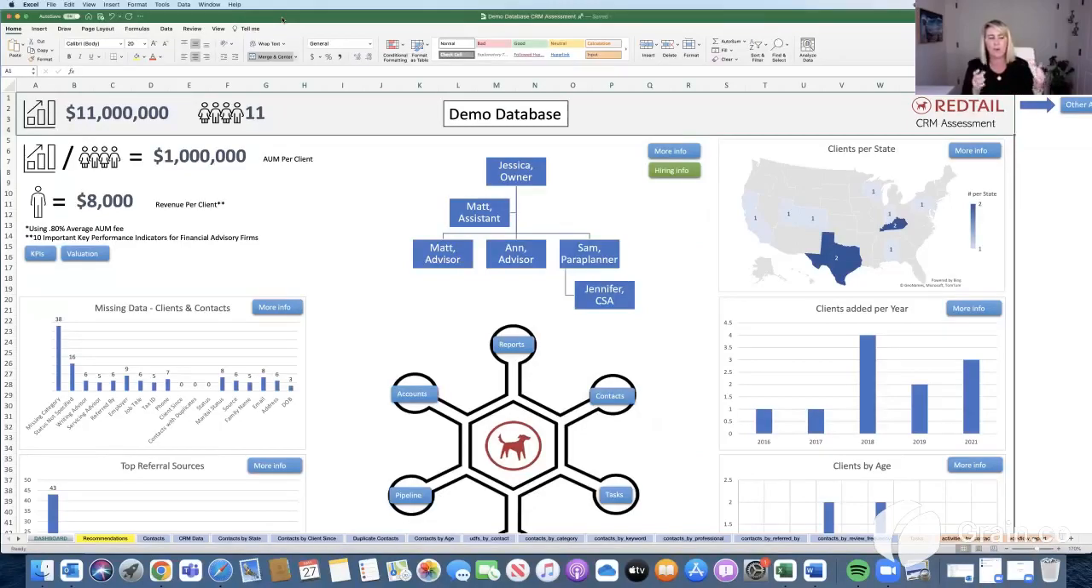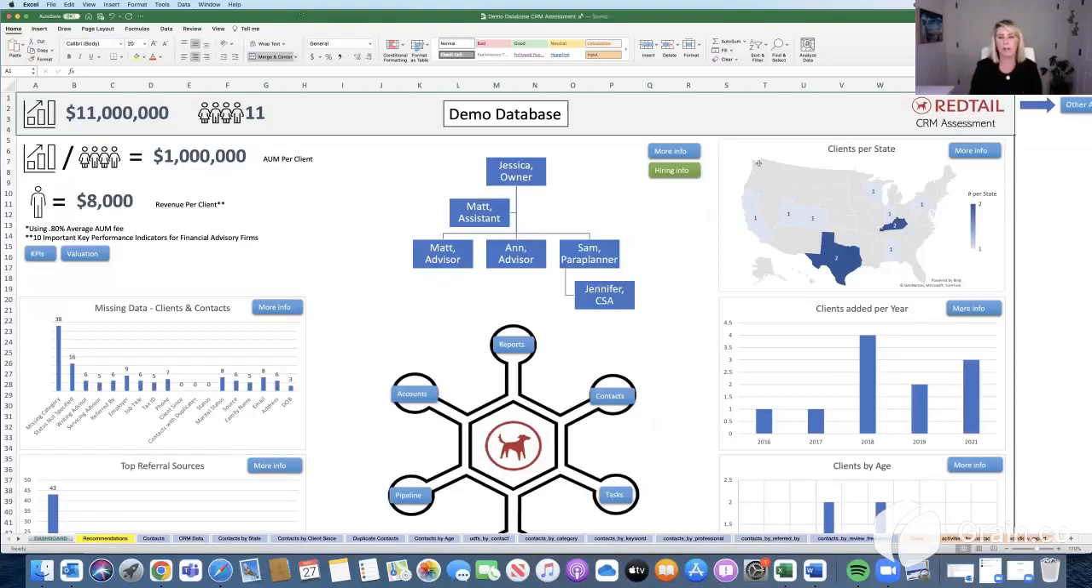Basically, reviewing all of the data within your CRM to give us an idea of the level of cleanup and organization that's going to be required to effectively implement a workflow and operational system within your CRM. It also helps us identify areas that are maybe underutilized that we can help create systems to better manage.